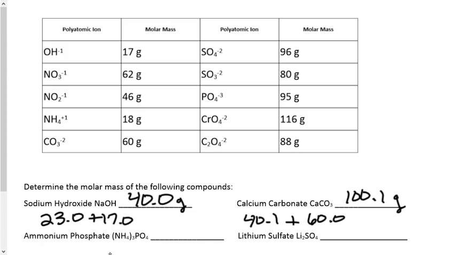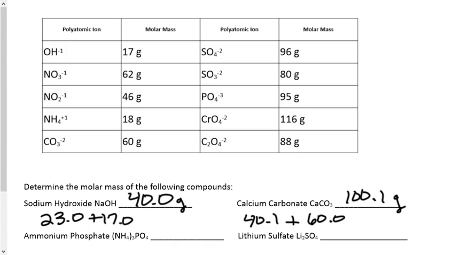Okay, I want you to try the other two that are on the worksheet that correlates with this video. Now look at this. This is ammonium, NH4. NH4 has a mass of 18, but there's 3 of them, so make sure you triple that. And then phosphate, PO4, that's also located on this chart here, has a mass of 95 grams. So I'll let you figure that one out, and then also lithium sulfate as well. Now there's 2 lithiums here, so be careful with that. You've got to multiply the mass of lithium by 2.